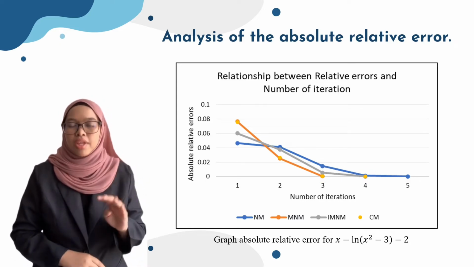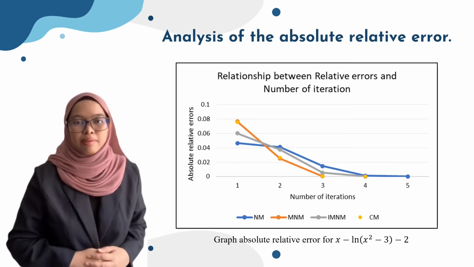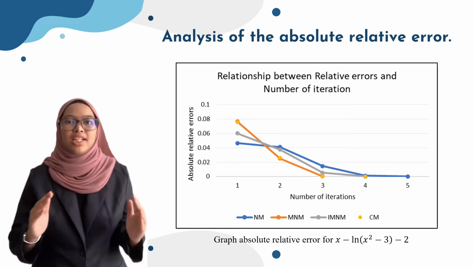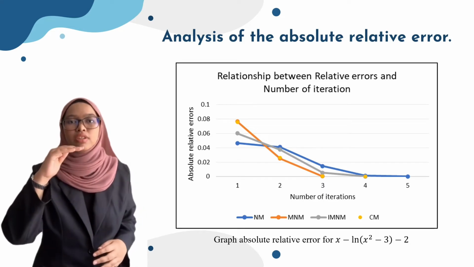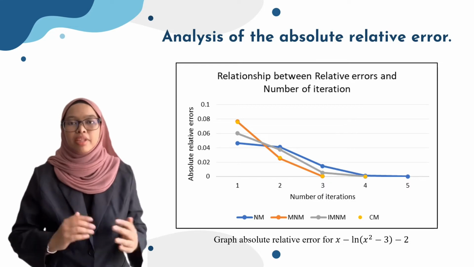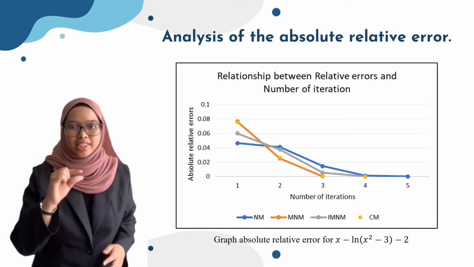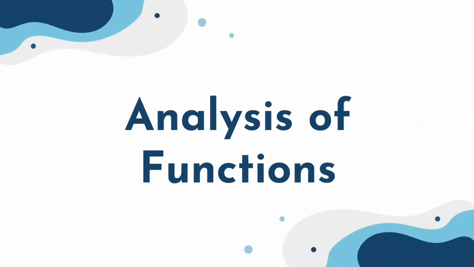Next, both the Chebyshev method and the improvised midpoint Newton method require 4 iterations, but the improvised midpoint Newton method takes the longest for the absolute relative error to fall from 0.06 to 0.03. It is clear that the midpoint Newton method outperforms the other methods since it provides a significant reduction in absolute relative error and requires fewer iterations. Next is the analysis of the function.